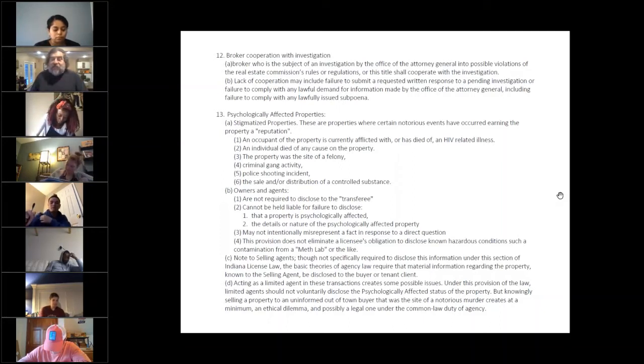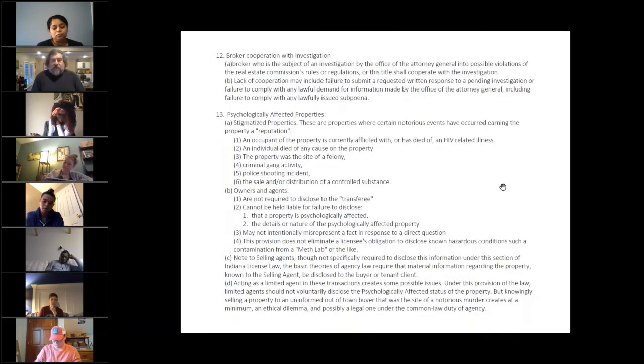As the owner and the agent, you are not required to disclose to the transferee, and they use the word transferee here because the transferee is both the buyer and the tenant. So they're getting two statements here with one. You are not required to disclose to a buyer. If you're renting property, you are not required to disclose to a renter either. Together, they call those the transferee, because those are the ones you're transferring the property to. It is not a mandatory disclosure. You cannot be held liable for the failure to disclose if it was psychologically affected, or if the details weren't requested. Now, three, you cannot intentionally misrepresent a fact on a direct question.